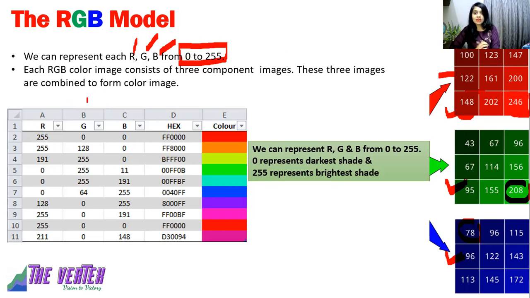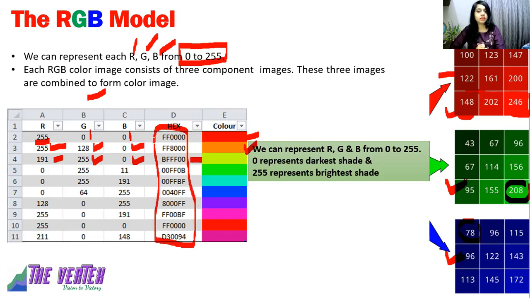Now here you can see the example. Here red is 255, the green is absent, and blue is also absent, and hence it is pure red color. Here red is 255, the green intensity is 128, and blue is absent, and hence it is like orange color. Here it is 191, green is 255, and blue is absent, so it is yellow color, and so on. It is also represented by hexadecimal numbers.